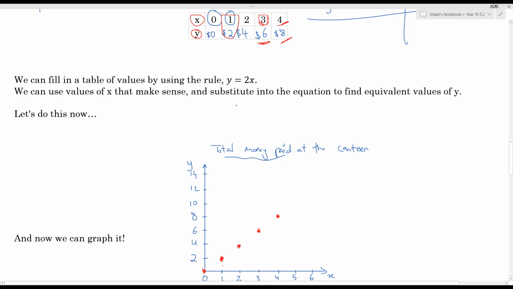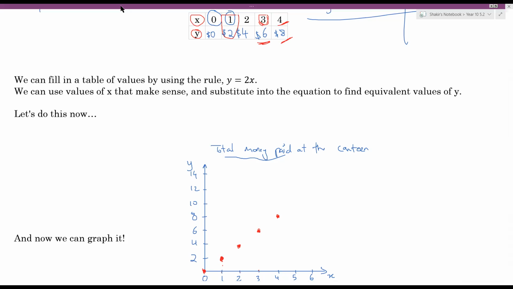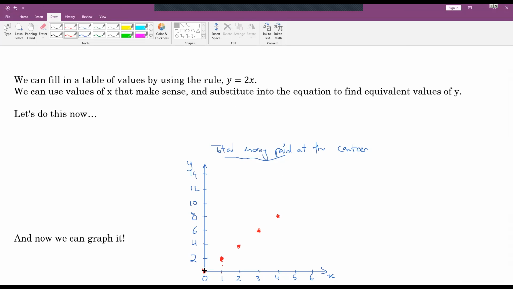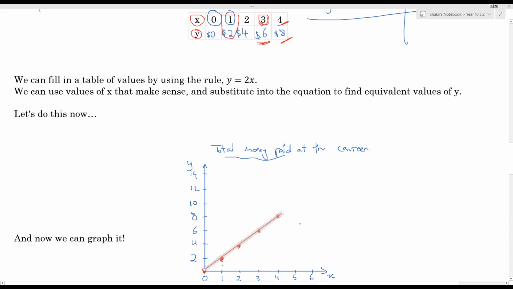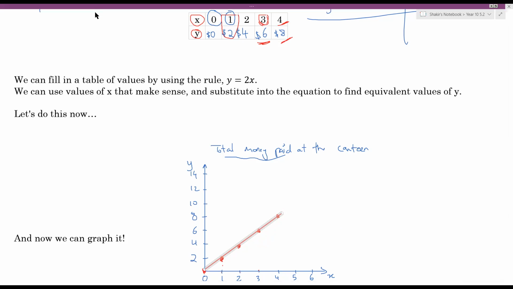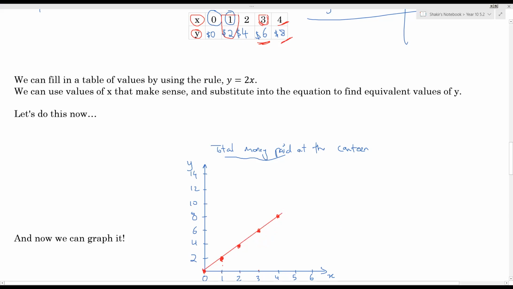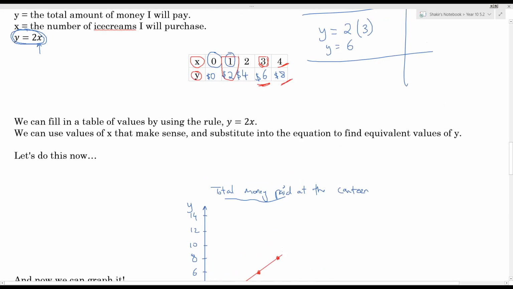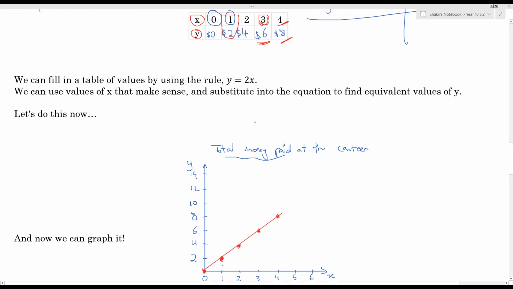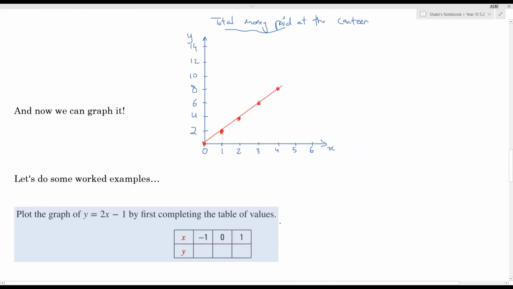And I can now join the dots to get my graph. So I get a ruler and basically I join them up. And that's how you draw a straight line. If you have y is equal to 2x, you can have absolutely anything, and that's how you do it. You draw a table of values first, and then from the table of values, just plot the points in, and there you have it. So let's look at some worked examples.